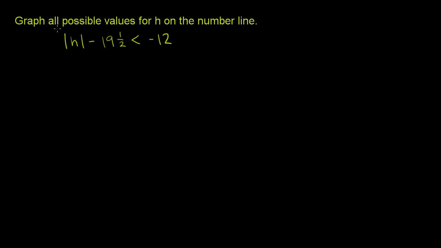We're told to graph all possible values for h on the number line. And this is an especially interesting inequality because we also have an absolute value here. So the way we're going to do it, we're going to solve this inequality in terms of the absolute value of h, and from there we can solve it for h. So let's just get the absolute value of h on one side of the equation.